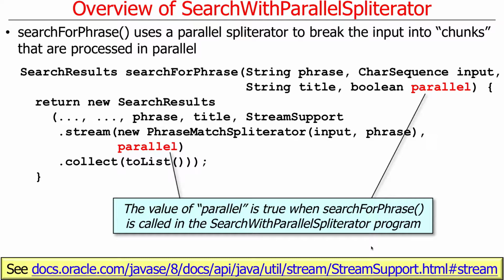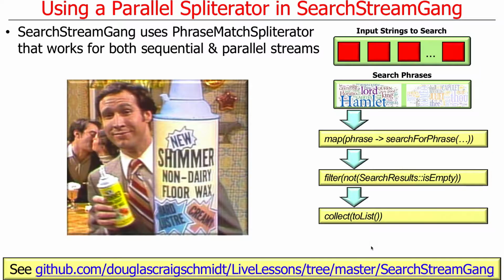We'll see, of course, that complexity lurks somewhere, and the complexity, of course, is going to lurk in phrase match splitterator. That's where we push all the complexity. So let's go ahead and talk about this. So I think I mentioned before that the phrase match splitterator is a splitterator that works for either sequential or parallel streams. So it's like the Shimmer non-dairy floor wax. It's a dessert topping and a floor wax, so it gets used for both things.